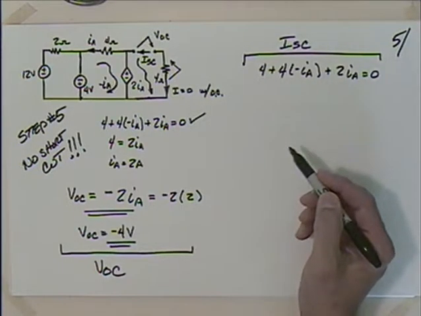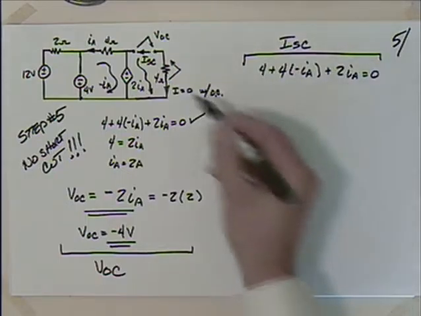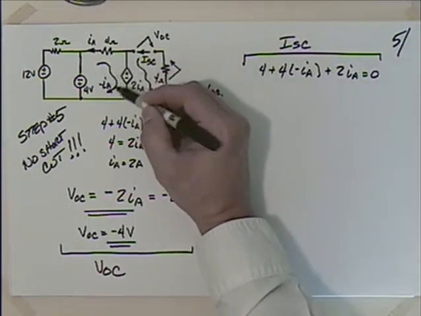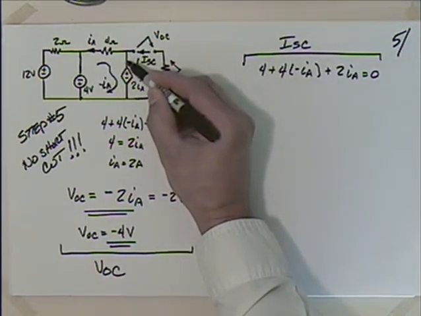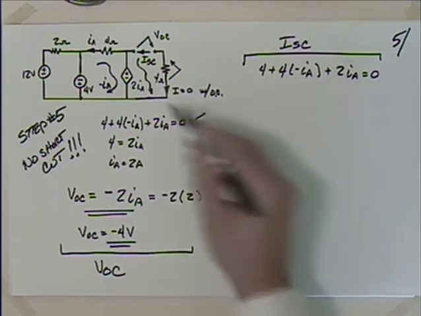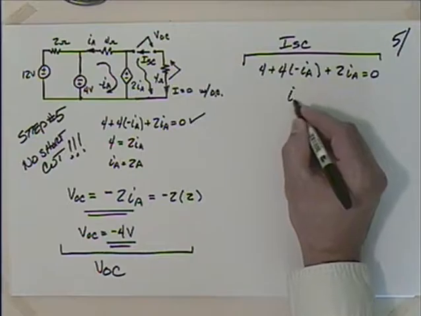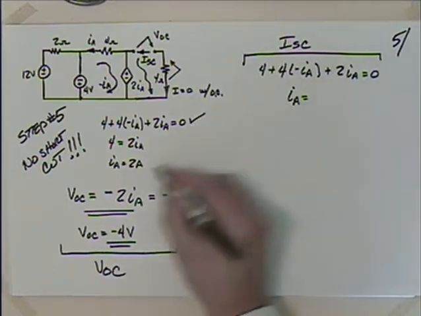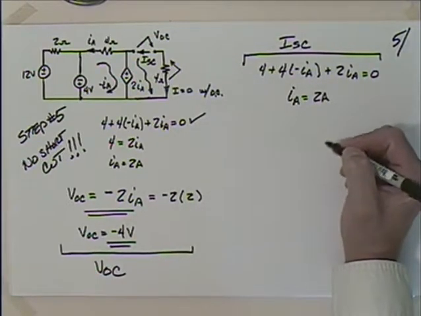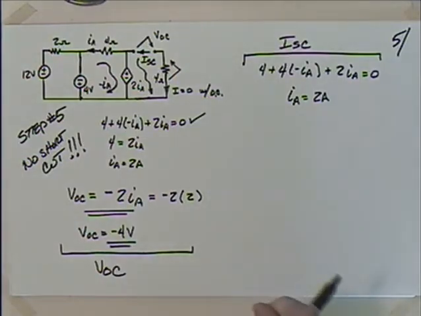Sometimes you get the same equation. Sometimes things will change. This shorting it out did not change this equation. Had there been a resistor right here, that would have changed that equation a lot. But there wasn't, so the equation isn't changed. So I can say that IA is equal to, same thing we got here, 2 amps, right? Okay.